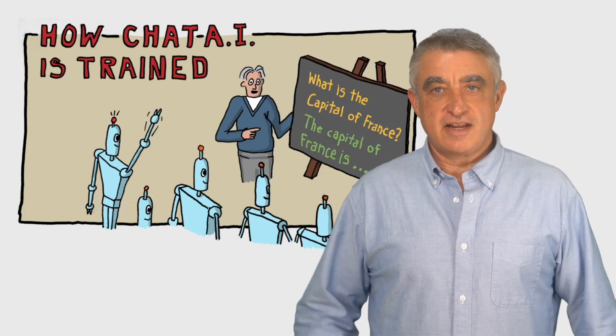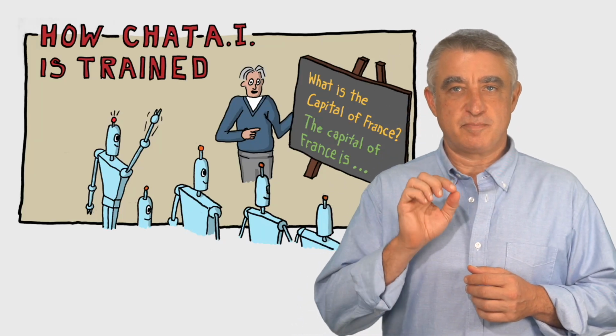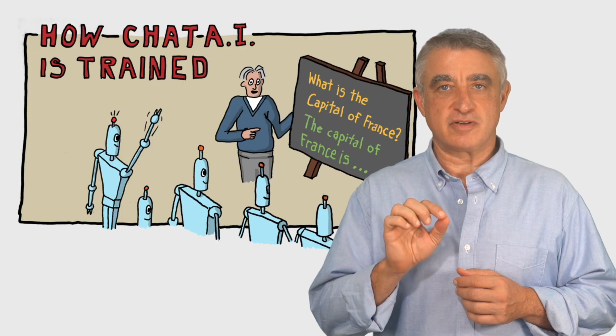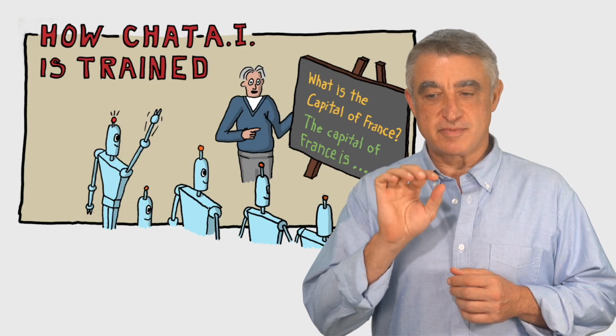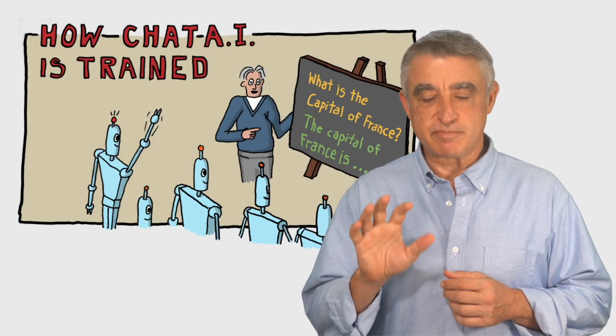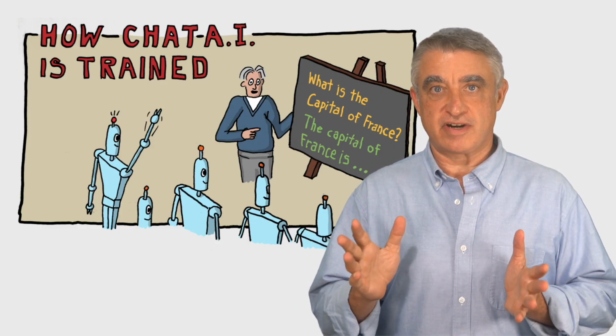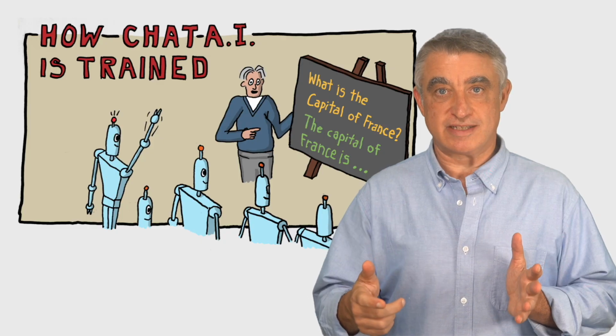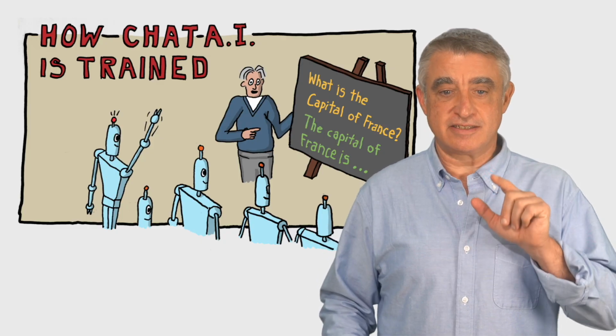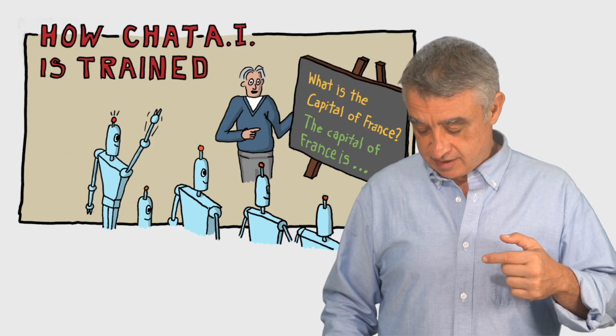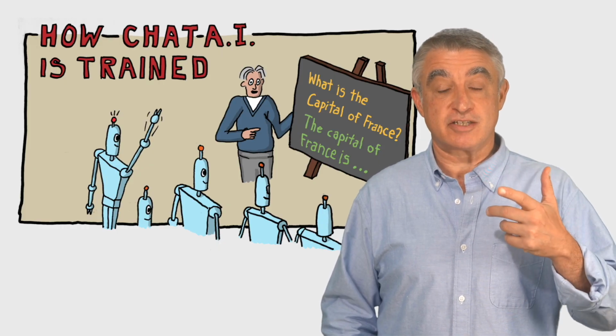Hello. In the last session, we saw how the base model of a large language model is created. The base model, also known as the pre-trained model. And the pre-trained model actually isn't very useful. You can't chat with it. So in this session, we're going to see how a large language model is made so that you can chat with it.